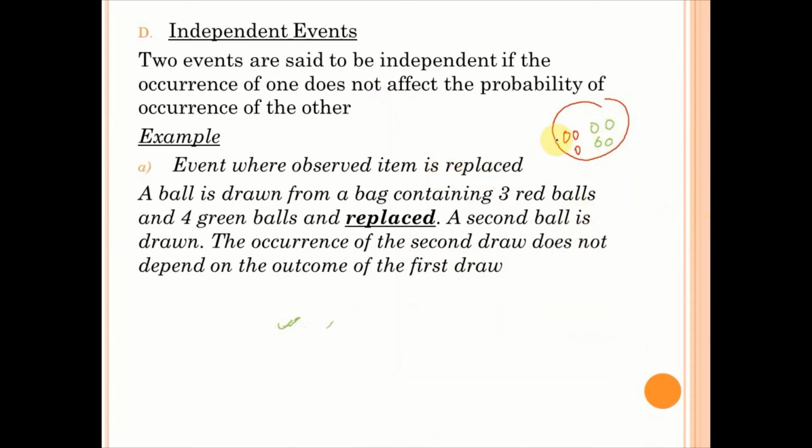So first we take, for example, the first one, we get red. So there are 1, 2, 3, 4, 5, 6, 7 balls. The probability of getting red is 3/7, because there are 3 red out of 7 in total. The probability of getting green is 4/7. So the first time we take and get red, 3/7, and then we put the red ball back.